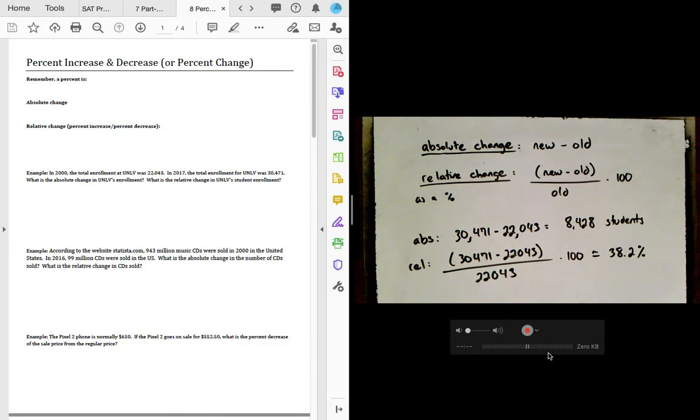Again, I would specify what you need to round to on relative change if it doesn't come out to be a nice, neat number. When we're looking at real life data where this problem actually came from, most of the time it doesn't come out to be a nice, neat number, and it's our responsibility to round relative change. More often than not, I will have you round relative change to one decimal place after we express it in percent. And so we can see that the enrollment at UNLV went up 38% in those 17 years.